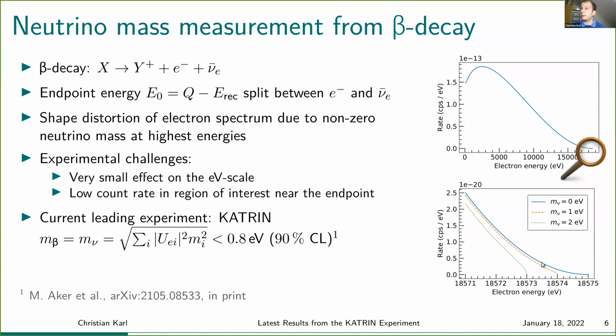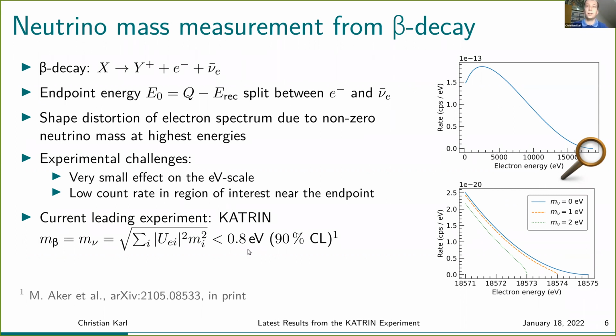So first of all, this is of course a very small effect on the electron volt scale just because the neutrino is so light. So we'll need an excellent energy resolution. And also because the count rate in this endpoint region is much lower than the overall count rate, or it's just tiny in total, we will need a very highly luminous source. And to solve this, the current leading experiment trying to solve this is KATRIN.